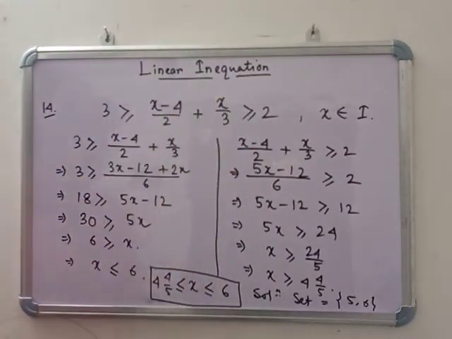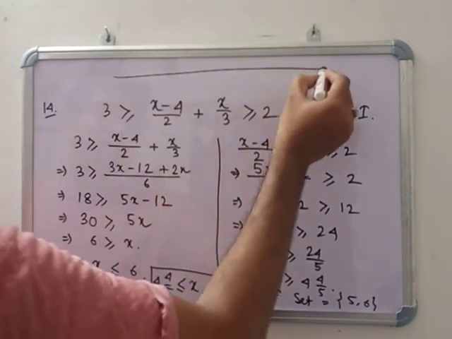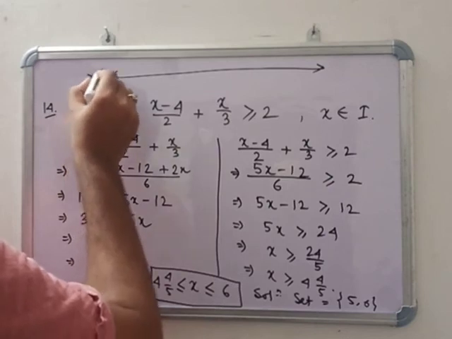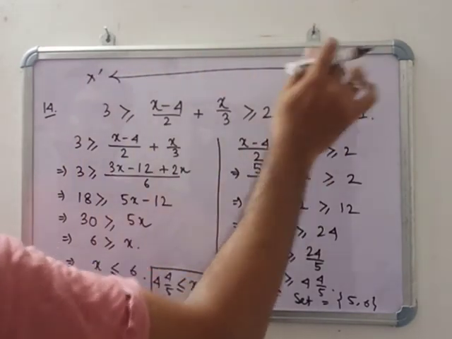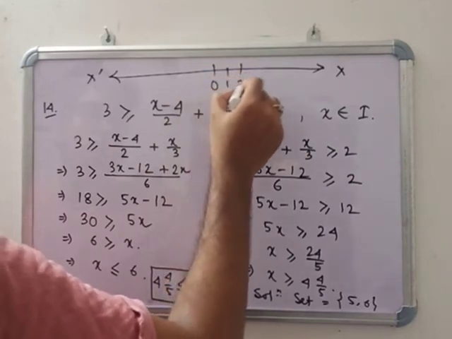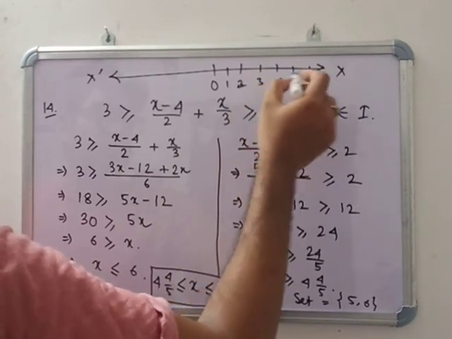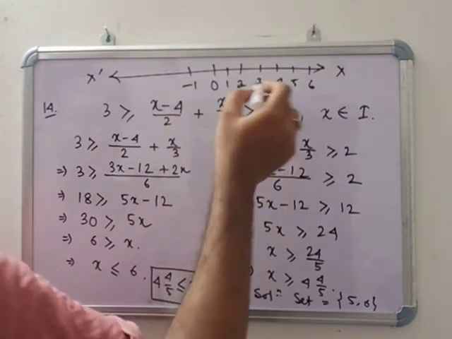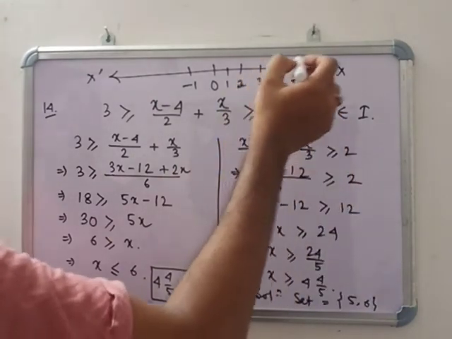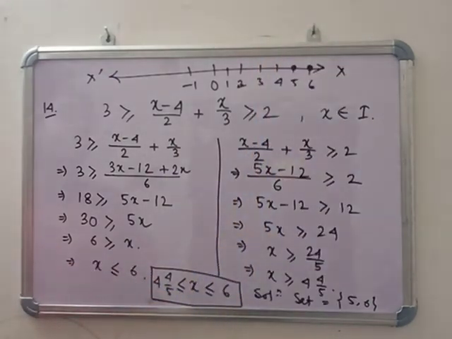you can draw like that. X dash, x, 0, 1, 2, 3, 4, 5, 6 and minus 1 only. So this is 5, 6 they have to represent. So 5 and 6. Okay. Next one.